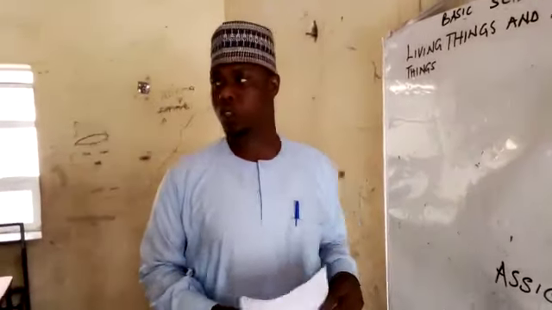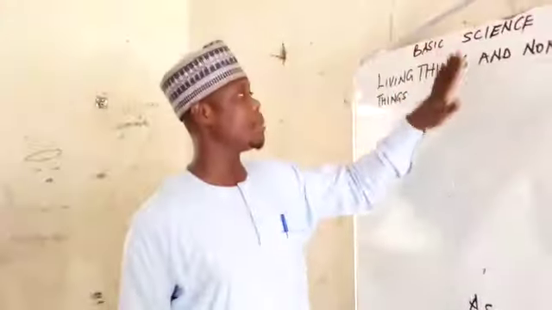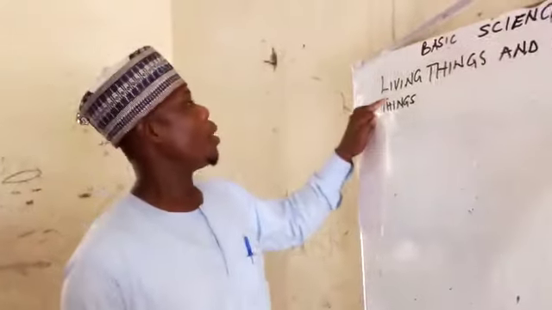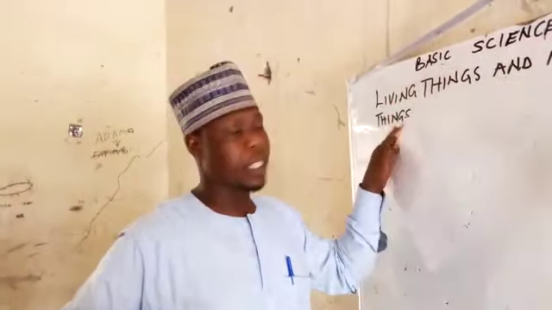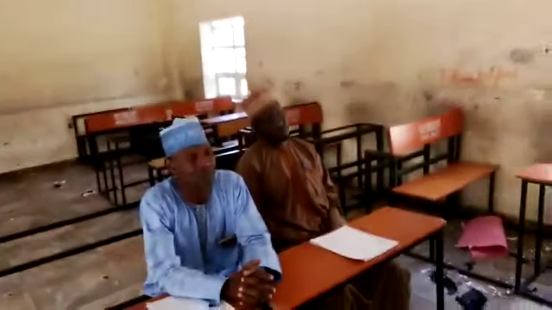Today we are going to discuss, as usual, under our subject basic science and technology. We are going to discuss living things and non-living things. But before this, our previous lesson was the definition of basic science. What have we discussed as the definition of basic science?